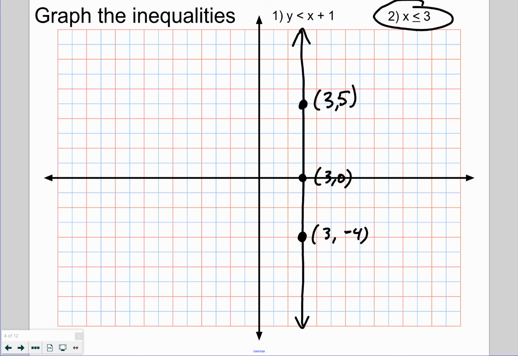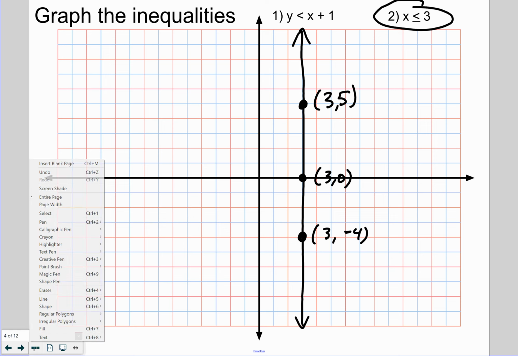We do need to shade, but this is where it gets a little tricky, because I told you less than means shade below, but there's no above or below when the line is vertical. So Sebastian's brain has already thought of this. What are values that are below 3? 2, 1, 0. So you notice we're going to be shading left.